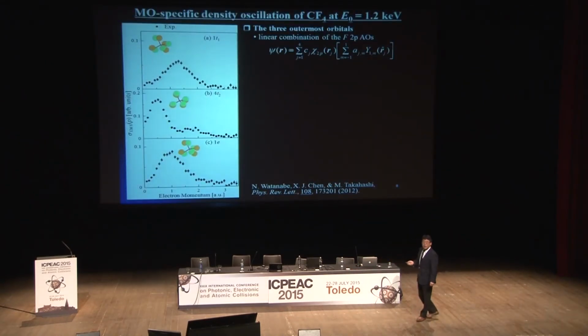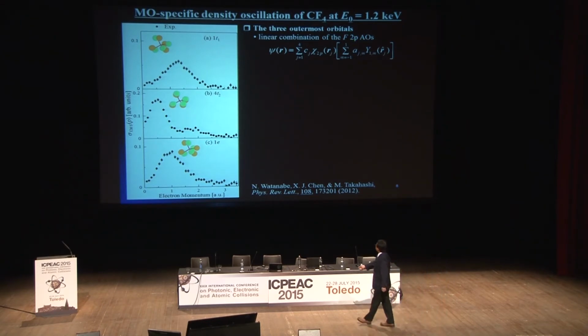As a showcase example, I present a result of the first observation of density oscillation obtained for the CF molecule. These are experimental electron momentum profiles measured for the 3 outermost orbitals of the molecule, each of which is represented by a linear combination of the fluorine 2p atomic orbitals.